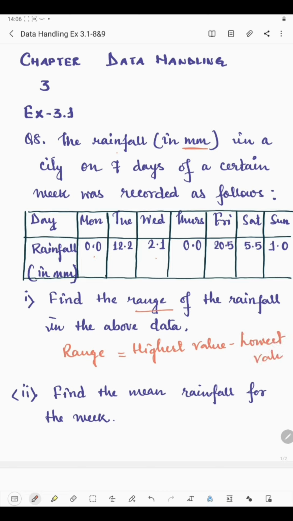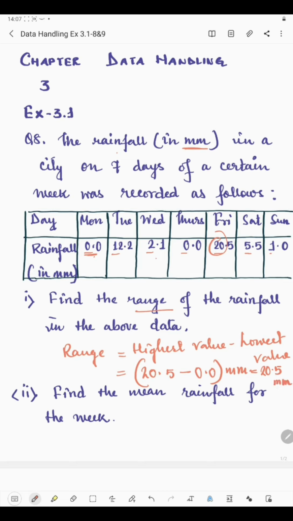Here the values are 0, 12.2, 2.1, 0, 20.5, 5.5, 1.0. So 20.5 is the highest, so we'll take 20.5 mm minus 0.0, as 0.0 is the lowest value. So what will be the range? If we subtract 0 from any number, we get the same number. So it's 20.5 mm.